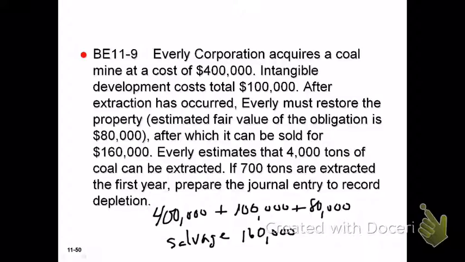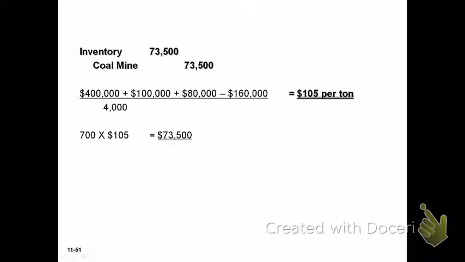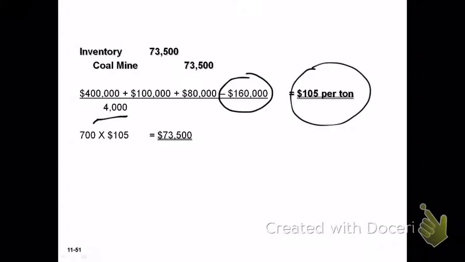So we're going to add these together, so we'll have 580, and then we take out the salvage value and divide it by the expected number of units. So it's 400,000, 100,000, 80,000, less the salvage value, and the units are 4,000. So it's $105 per ton. If we remove 700 tons, we would deplete $73,500.